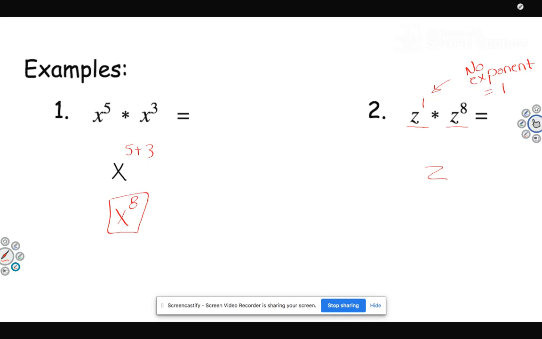All right, so if we're doing that, then this makes this problem a little bit easier. Once I have that 1 written in, this now becomes 1 plus 8. So our answer to this is going to be z to the 9th. And that will be our answer for example 2.